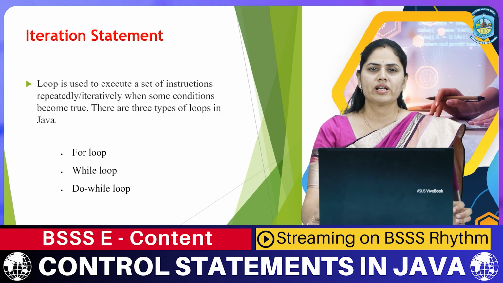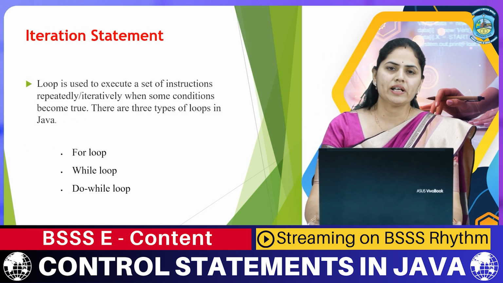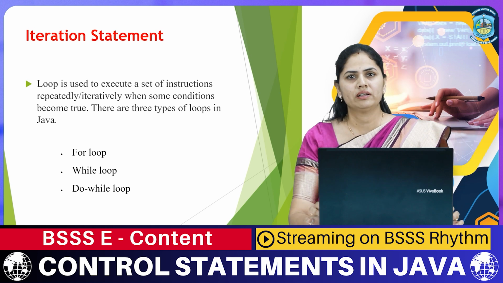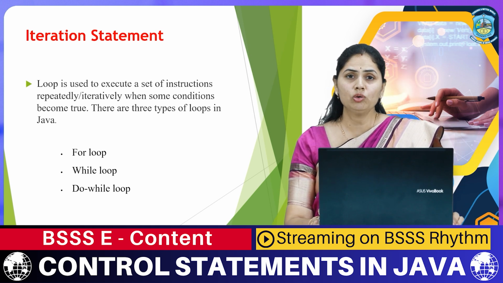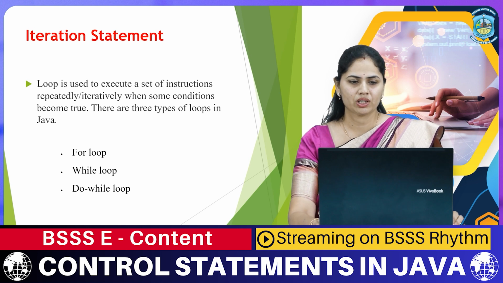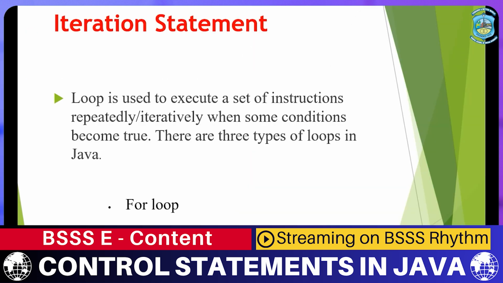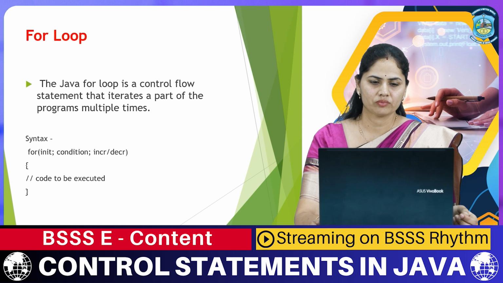Next, we have iteration statements. Iteration statements are also called repetition statements, looping statements or loop control structures. These loops are used to execute a set of instructions repeatedly when the condition is true. There are 3 types of loops in Java: for loop, while loop and do while loop.